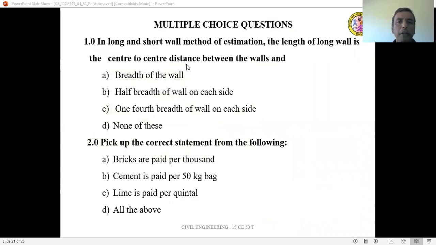Next, at the end of the session, there are some multiple choice questions. First question: in the long wall and short wall method of estimation, the length of long wall is the center to center distance between the wall and A. Breadth of wall, B. Half the breadth of wall on each side, C. 1/4 breadth of wall on each side, D. None of these.